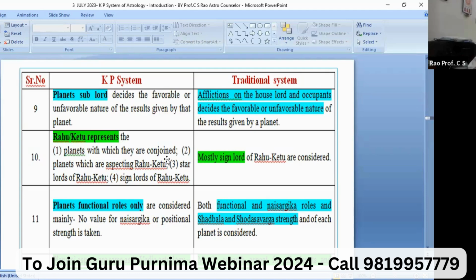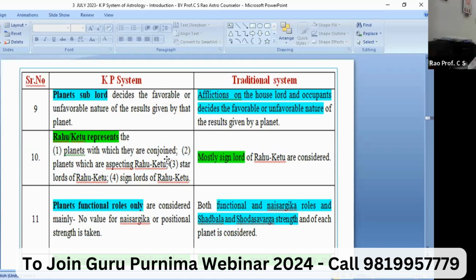Here we check whether any planet is conjoined with Rahu Ketu; if not, nil. If it is conjoined, we write it there. Next, any planet aspecting Rahu or Ketu, we put it there if there is anything; if there is nothing, we write nil. Next there should be a star lord, and then a sign lord also. Rahu and Ketu are in particular degrees only, and every degree has a sign lord and a star lord. Here we do not take the sublord. Only sign lord and star lord are taken.